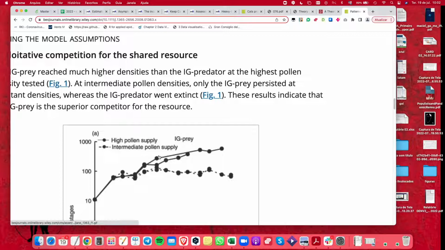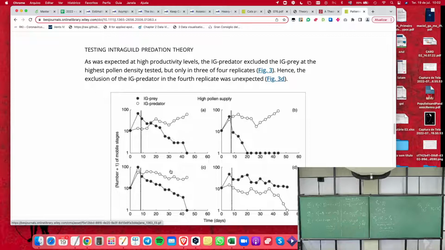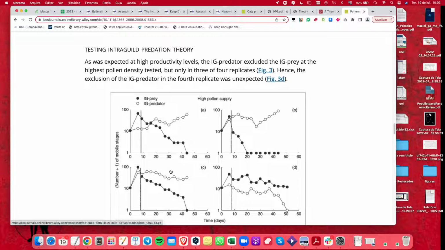Yeah. So they put a level of resources such that the prey can be in equilibrium with the resources only. So they eliminated the predator, and they made a preliminary experiment to see if the predator can be in equilibrium with the resources. But they found a level of resources such that the predator cannot be in equilibrium. So where does this come from? This comes from yesterday.